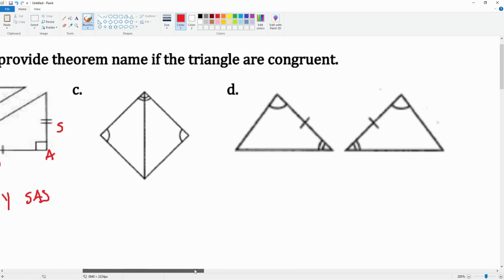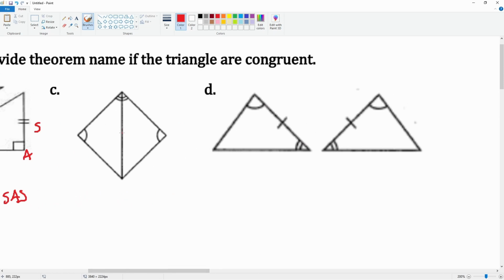Okay. Here, really hard to tell, but please understand there's vertical angles. This is reflexive property. It gets you this side. Here's an angle and here's an angle. So this is congruent by angle, angle, side.